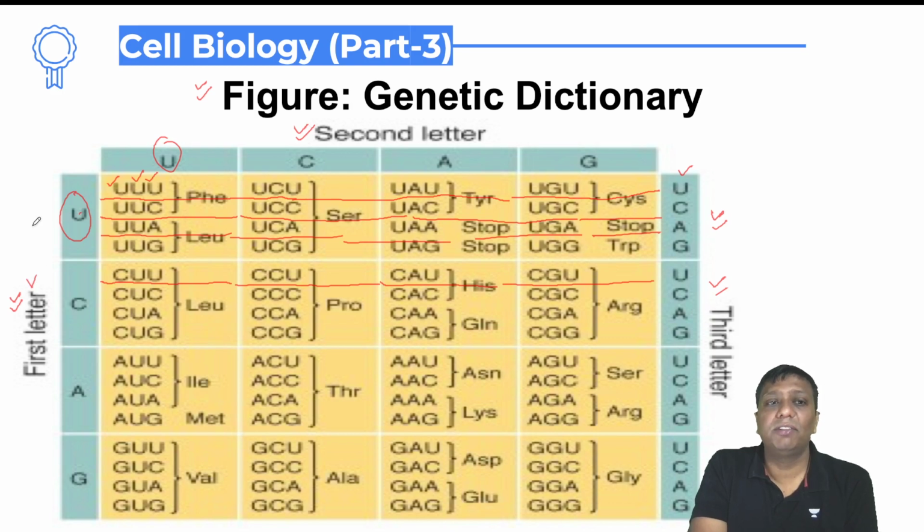The first letter is on this side, the left side, so this box is U. The second, on the upper side, is U, and the right side is what? This is a C, guys. So UUC is the second genetic code. I hope you understood how this genetic dictionary will be completed.